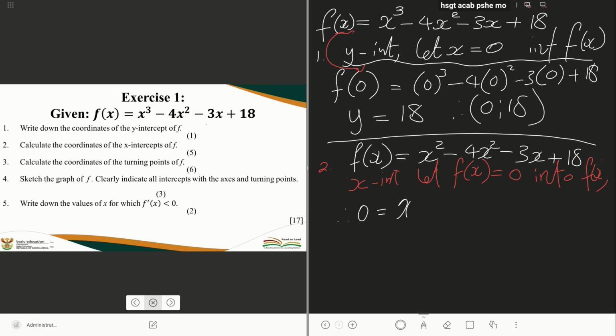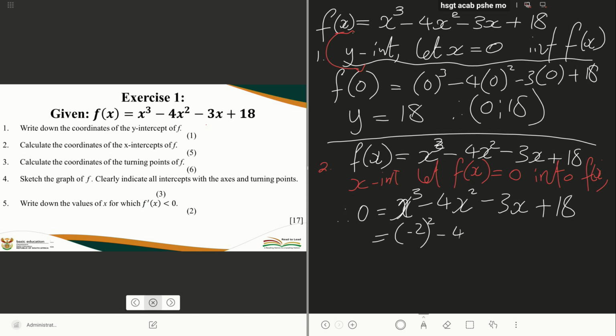x cubed minus 4x squared minus 3x plus 18. So how can we get our factor? We'll use our calculator. In the place of x, substitute from -1, -2, all those values, and allow me to use -2. Let me start with -2.